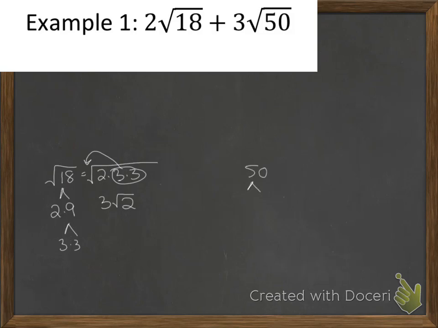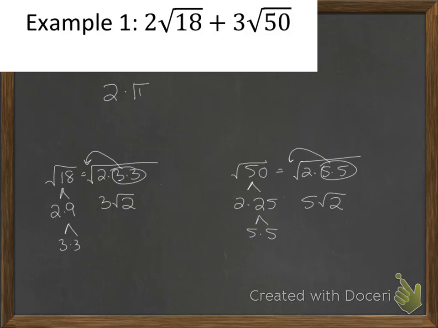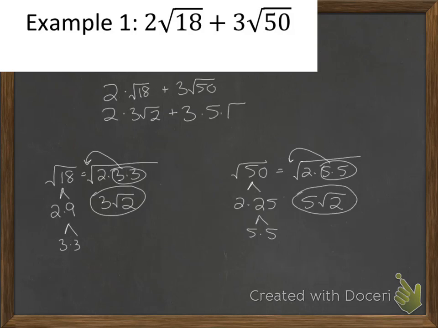Likewise, if we look at the square root of 50, well, 50 is 2 times 25, and of course, 25 is a perfect square. So we can rewrite the square root of 50 as the square root of 2 times 5 times 5, which is 5 times the square root of 2. Let's substitute those new expressions into the example and see if we can make any headway. So 2 times the square root of 18 plus 3 times the square root of 50. In place of the square root of 18, I'm going to write 3 square roots of 2, because we just found out those are equivalent expressions. In place of the square root of 50, I'm going to write 5 times the square root of 2.